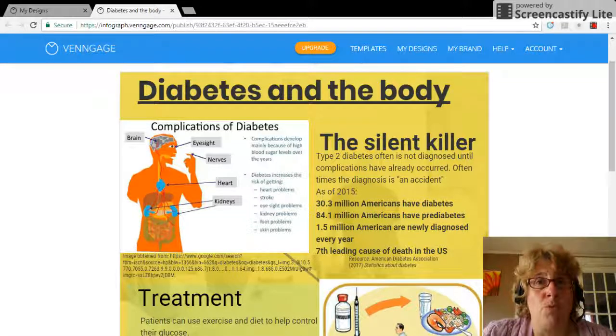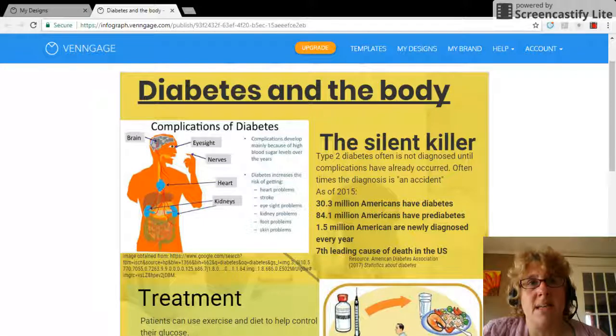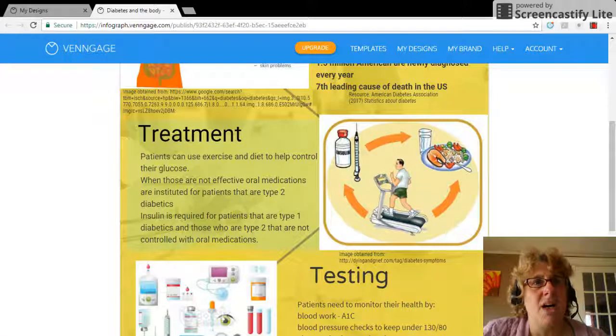The body also will retain water and sodium. Increased protein will be found in the urine, and waste products will build up in the blood, all leading to the potential for the need for dialysis. 30% of type 1 patients will develop kidney disease, and 10 to 40% of type 2 will develop kidney disease. There are treatments. Let me move down to that.